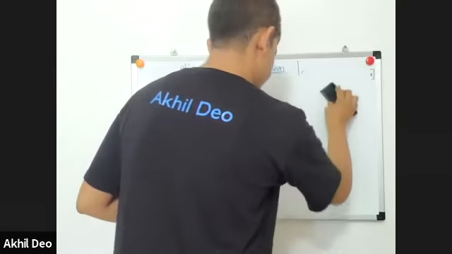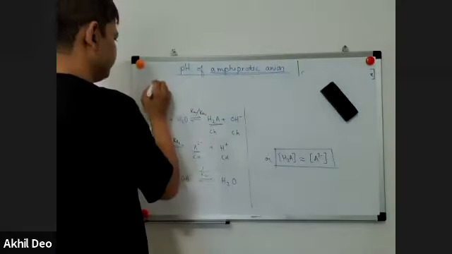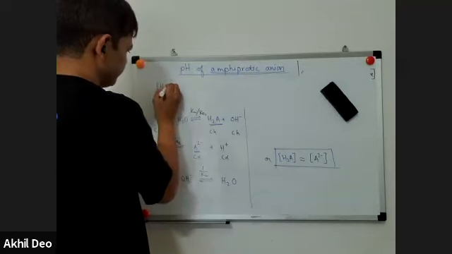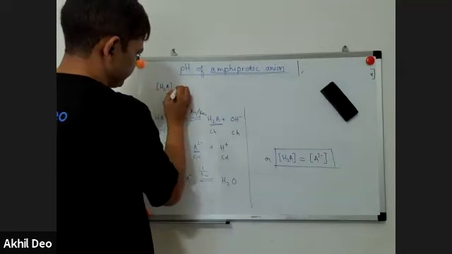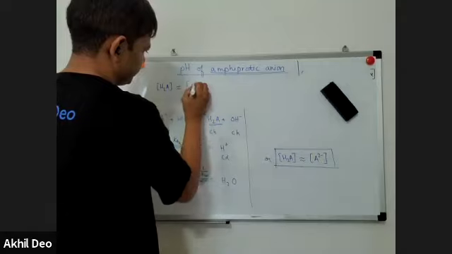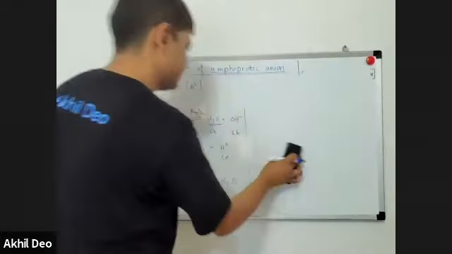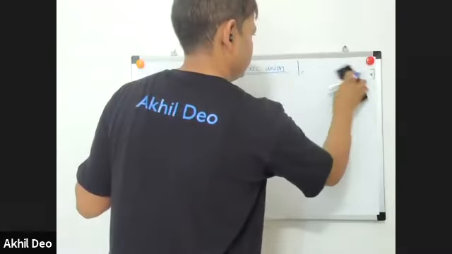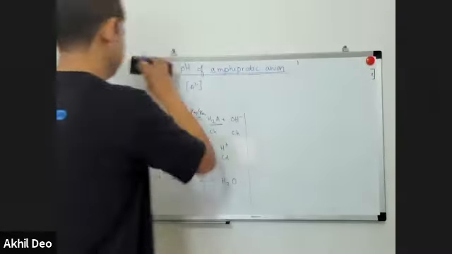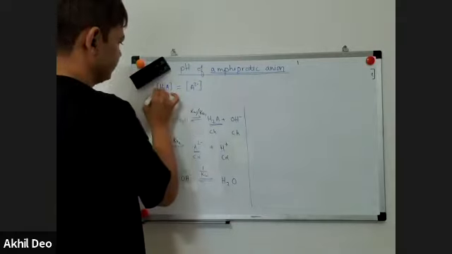We'll use this result. Let me write this result over here. We'll use this result in our derivations. Concentration of H2A is approximately equal to concentration of A2 minus. Now let us do the derivation.